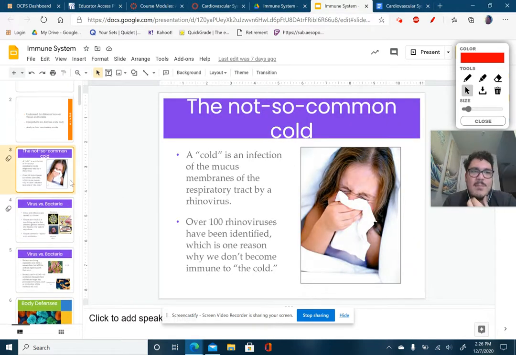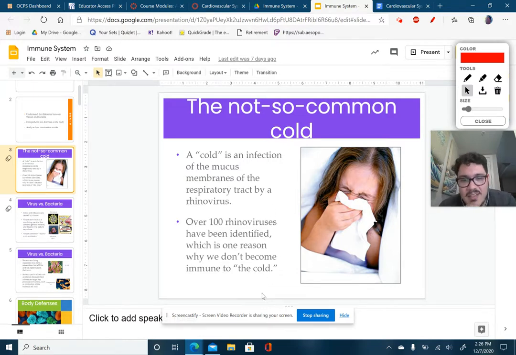Okay, so off the bat, what is a cold? What is a common cold? A cold is an infection of the mucous membrane, so typically your nose. It's going to be associated with a rhinovirus. A rhinovirus is a family of viruses that exist. I'm not expecting us to know all types of rhinoviruses. That's just not realistic. But you should know that there are a number of these guys.